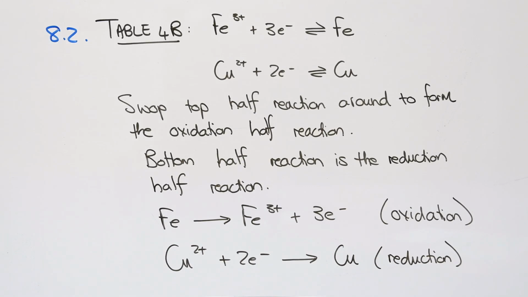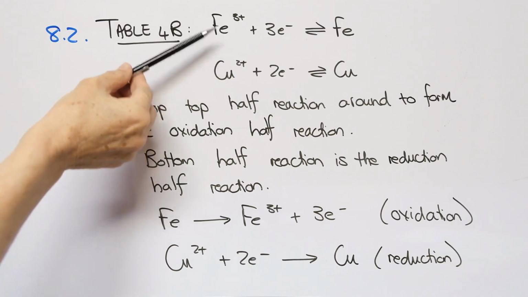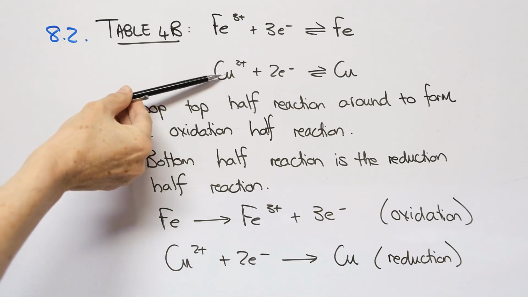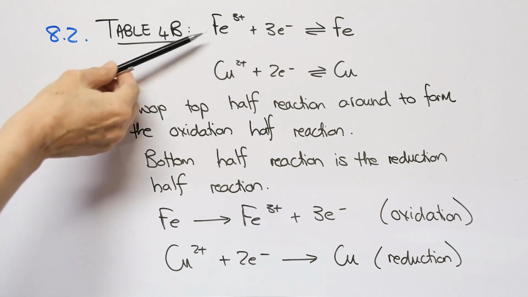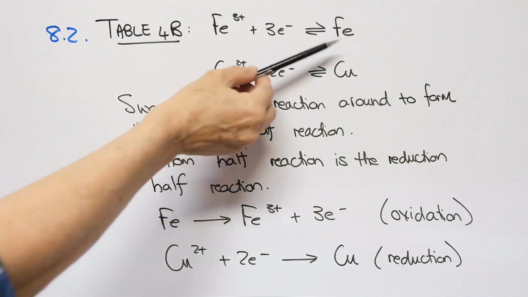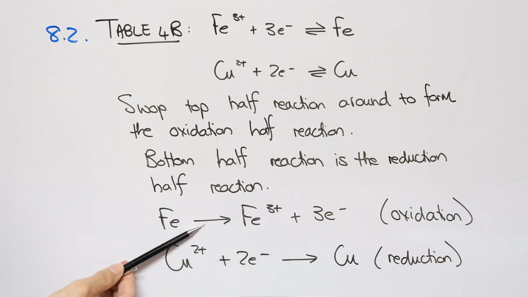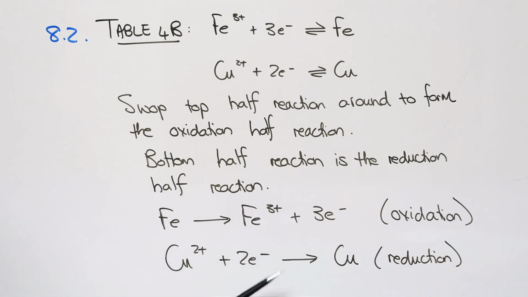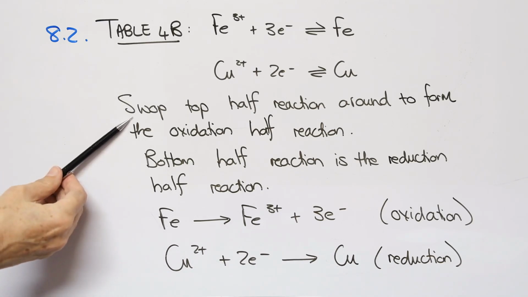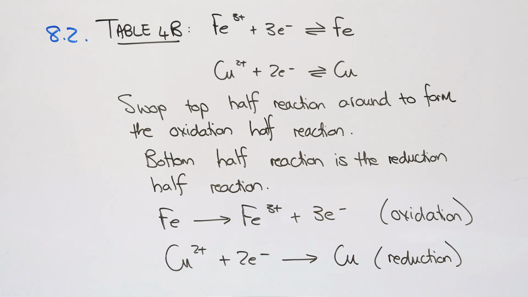Okay, so we have identified the two half reactions on the table. They occur exactly like this on the table. The iron half reaction is above the copper half reaction. You swap the top half reaction around to form your oxidation half reaction. So this becomes that. Everything that is on the right is now on the left, and everything that is on the left is now on the right. Single arrow. The reduction half reaction, you take it down exactly like that, but you write an arrow going from left to right only. So you swap the top half reaction around to form the oxidation half reaction. The bottom half reaction is your reduction half reaction.